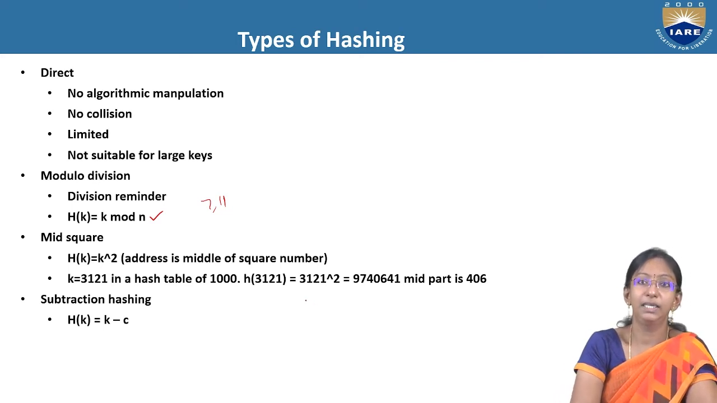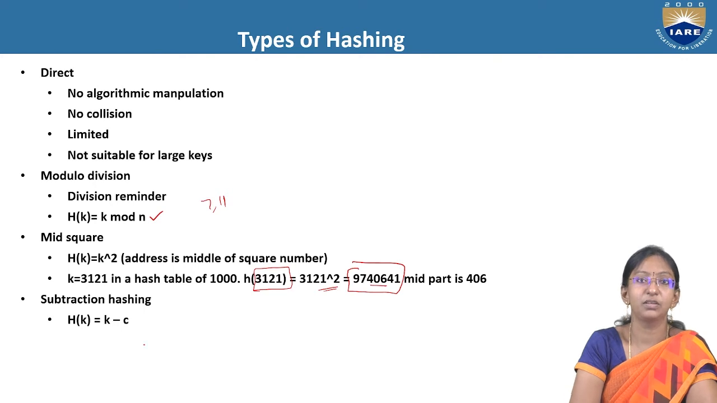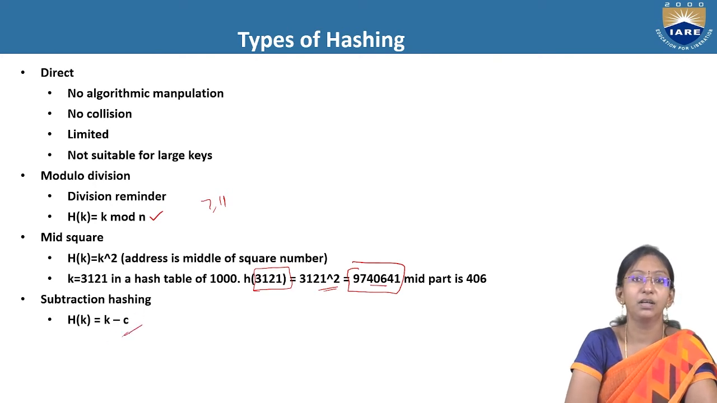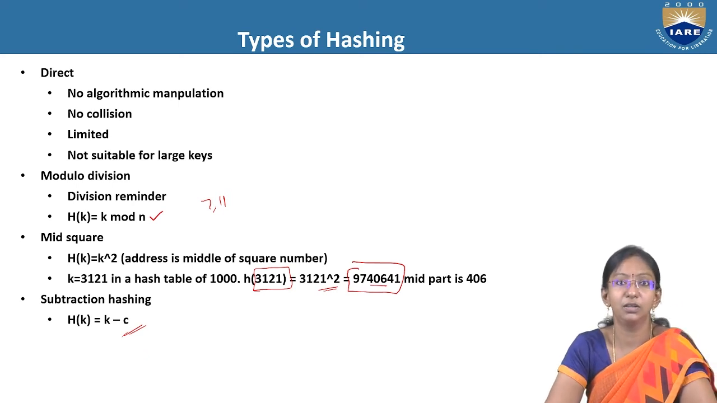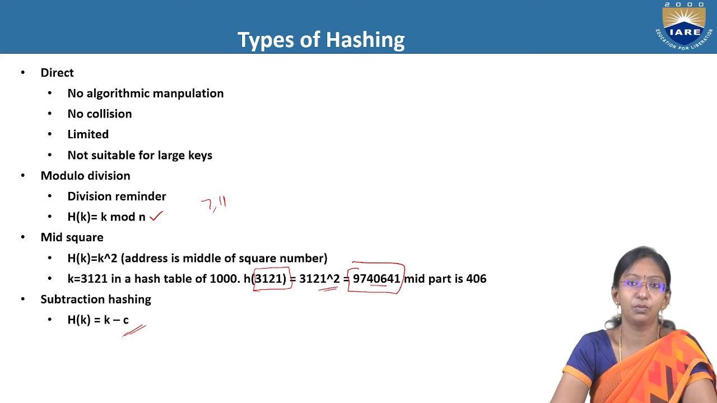Very simple. Take a key, for example, 3121, and square it. You will get this result: 9740641. Take the mid value, that is 406, and use it as the key. Even that is one of the solutions. Next is subtraction. C is a constant, my dears. Subtract a constant from your keys and get the unique value, which is the least used one.